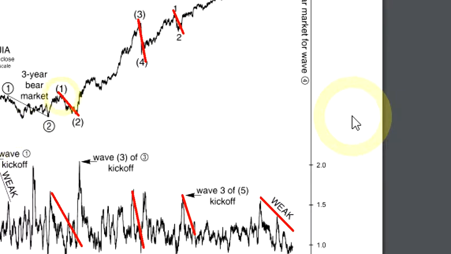When the wave 3 started. So this was the beginning of wave 3. It was the wave 1 of wave 3. This is the lower degree wave 1 of wave 3. So see how it peaked. Now it's a little bit lower than this one, which is what you would expect, but it corresponds with this next liftoff of the wave 3.